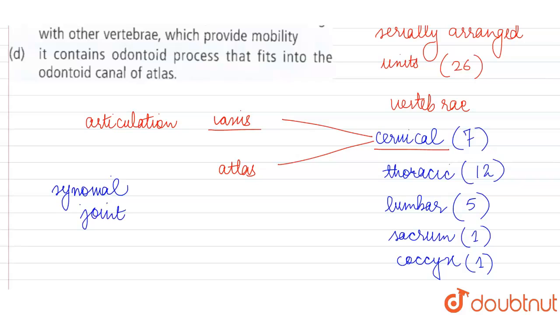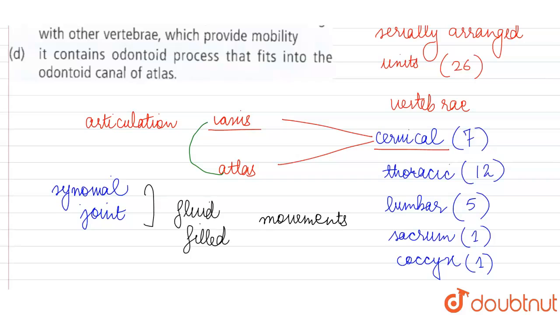A synovial joint is such an articulation, such a connection between two bones, that it has a fluid-filled cavity. This fluid is also called synovial fluid, and such joints provide a variety of movements. They allow for movements between these bones. So we find such a special synovial joint between the axis and atlas, which is known as the pivot joint.